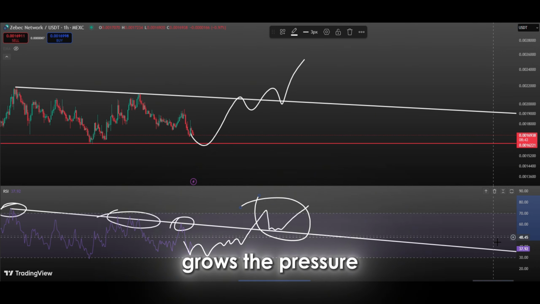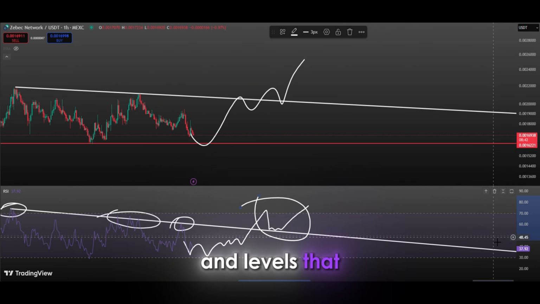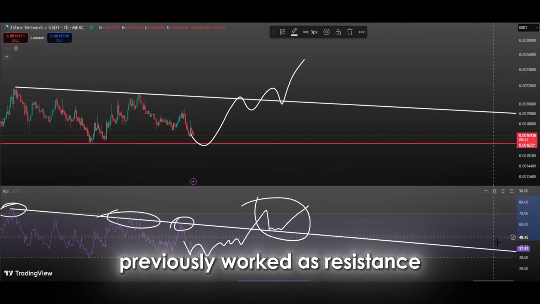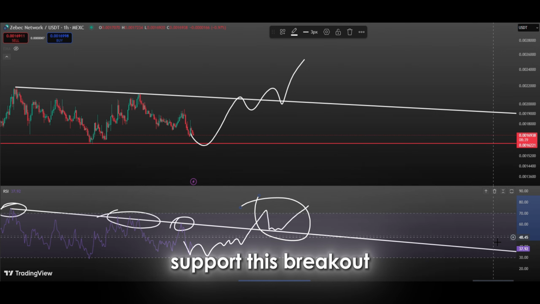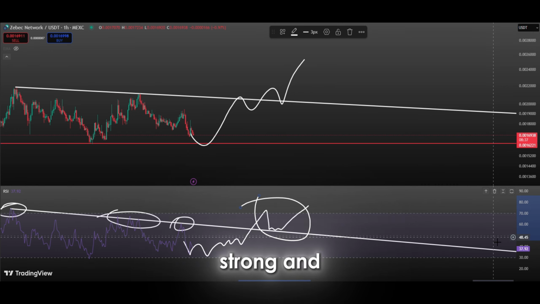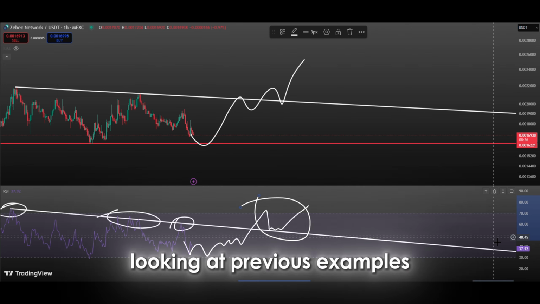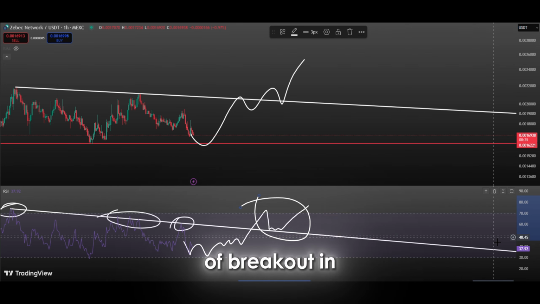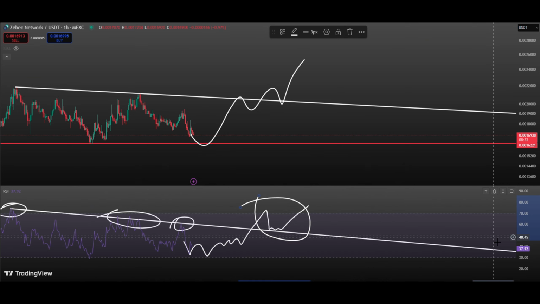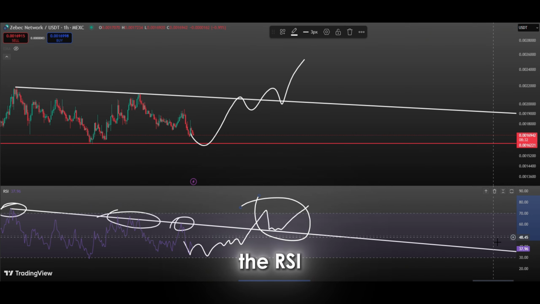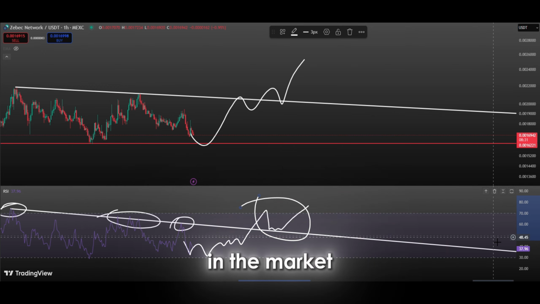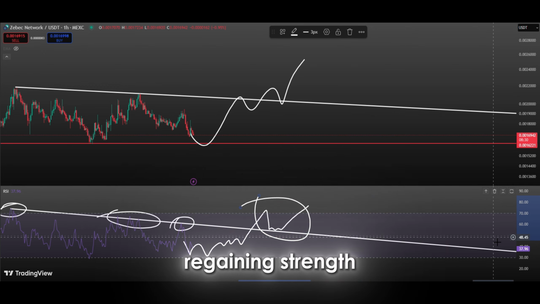As this confidence grows, the pressure on prices eases, and levels that previously worked as resistance may turn into support. This breakout in the RSI doesn't just stay at the indicator level. It can also lead to a strong and steady move in the price in a similar direction. Looking at previous examples, we can see that this type of breakout in the RSI often plays a big role in price trend reversals. A break of a downtrend in the RSI indicates that bearish sentiment in the market is waning and buyers are regaining strength.